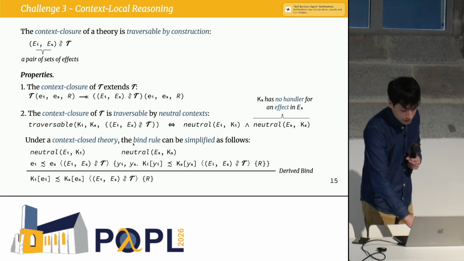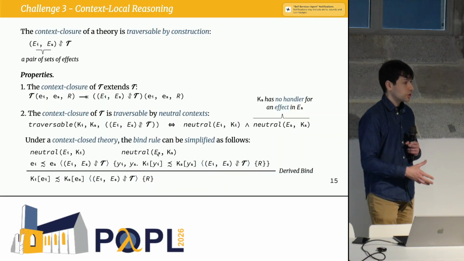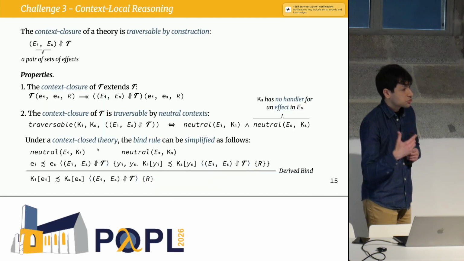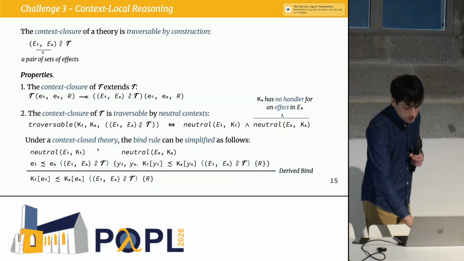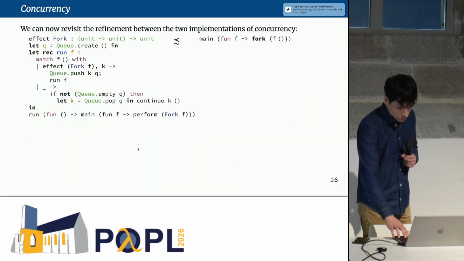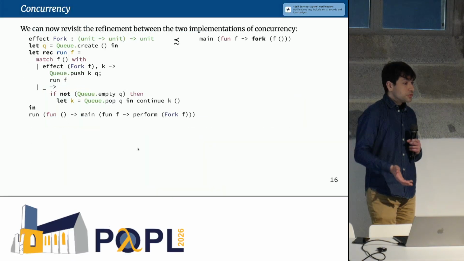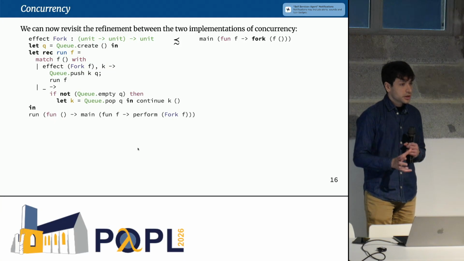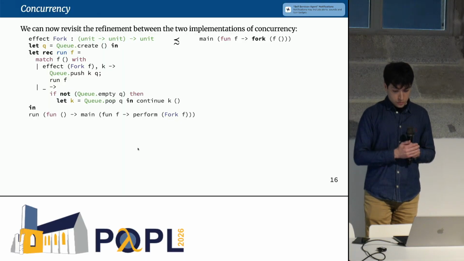And when we instantiate the bind rule with a context-closed theory, we obtain a version of the bind rule where we exchange the traversable condition for syntactic conditions on the contexts. Now we're going to revisit the example from the beginning of the talk and see the key ideas to verify this example.